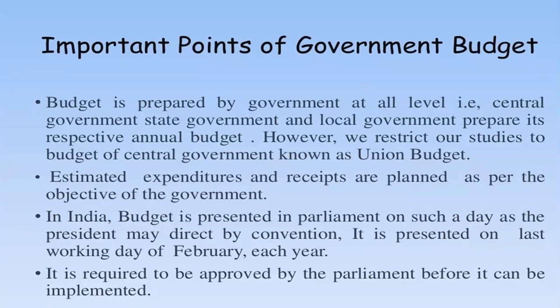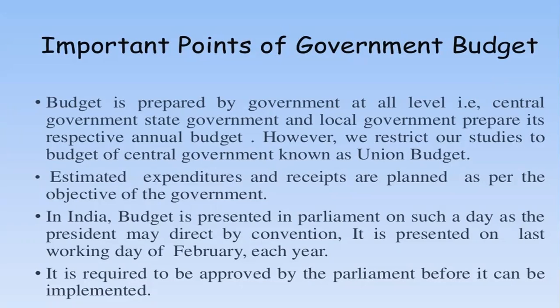Main important points of the government budget are: the budget is prepared by the government at all levels, that is the central government, state government and the local government prepare their respective annual budgets. However, we restrict our studies to the budget of the central government, known as the union budget. Whatever budget is prepared by the central government is called the union budget. Even the local government and the state government make budgets, and the central government's budget is named the union budget.